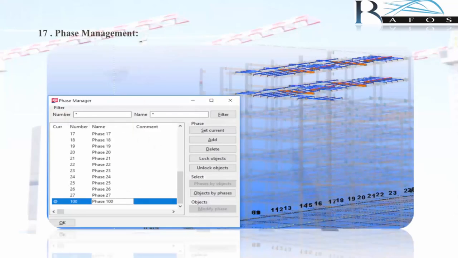Phase management. A project can be defined in an infinite number of implementation phases. These phases can be based on manufacturing time, type of part, execution blocks, or any desired item.